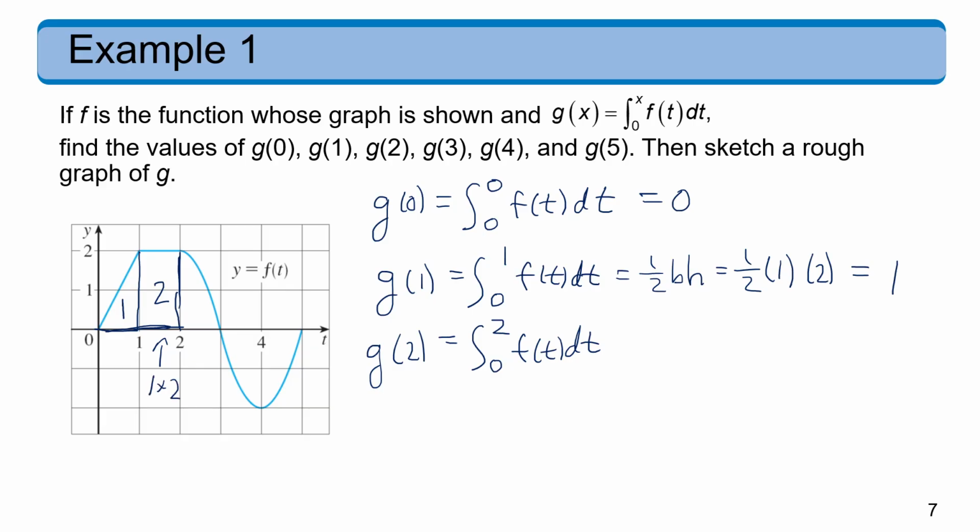Okay, so back to our integral. The integral from 0 to 2, which is this entire area here, will be the sum of those two areas, so 1 plus 2. Okay, so we get 3, g of 2 equals 3. Let's go to g of 3. So that means we have the integral from 0 to 3 of f of t dt.